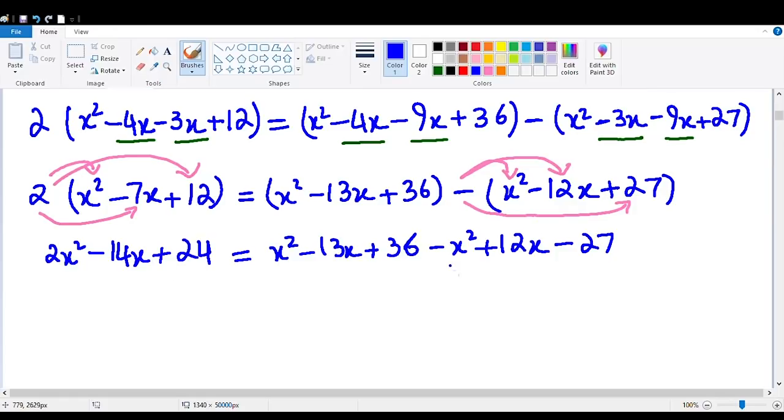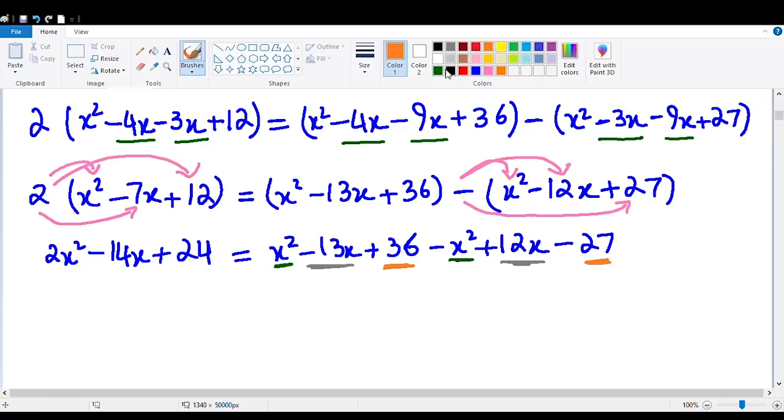And now we can simplify this. As you can see, we can simplify this side. So we can simplify x squared with x squared. We can simplify minus 13x with plus 12x. And we can simplify 36 with minus 27.